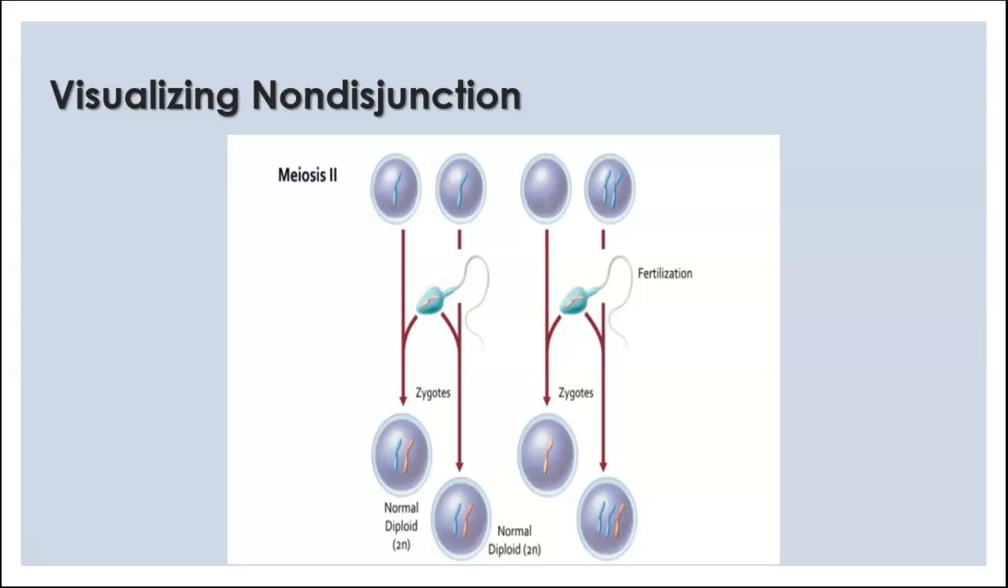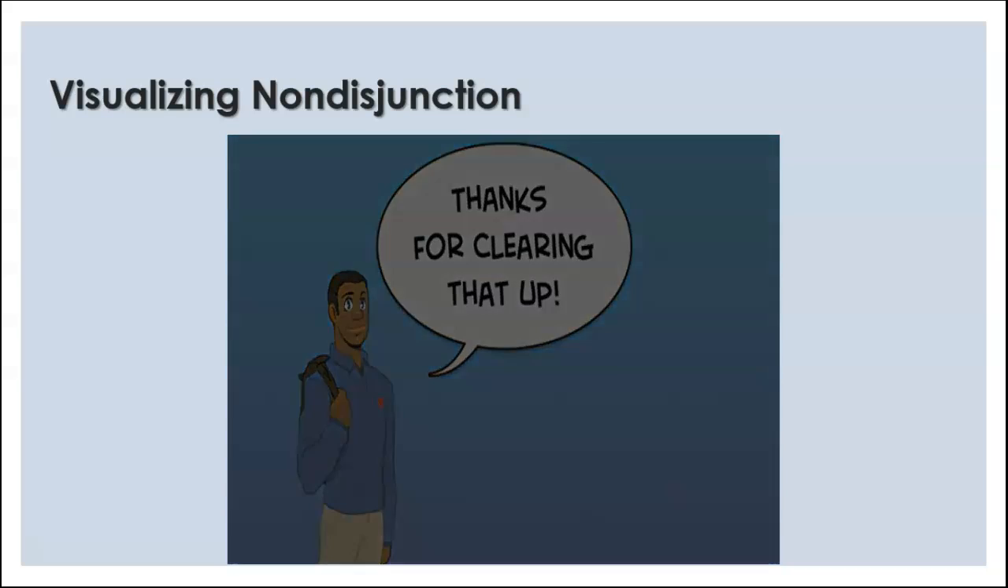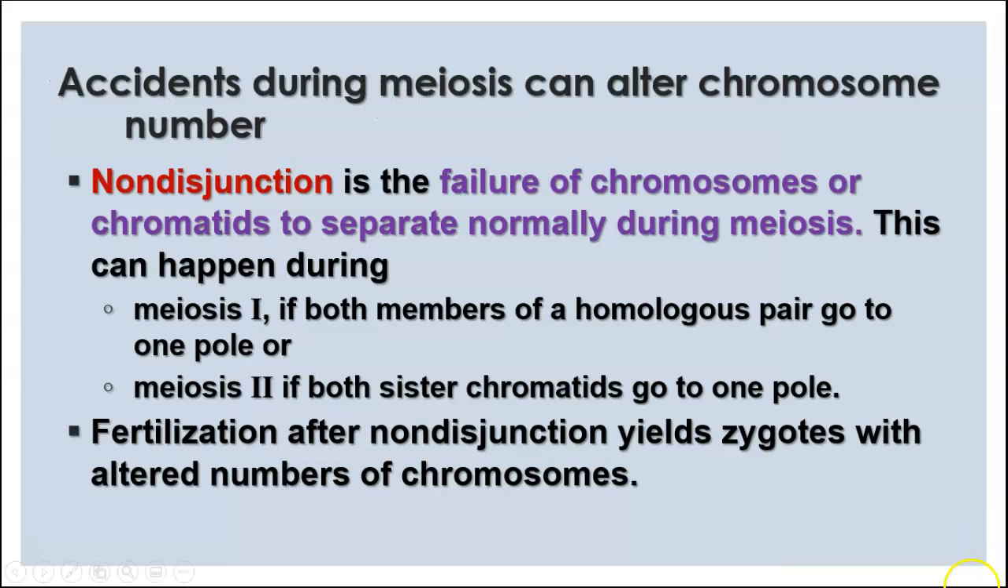If the sperm cell fertilizes the egg that lacks a chromosome, then monosomy results. If the sperm cell fertilizes the egg with an extra chromosome, then trisomy results. In this scenario, there is a 50% chance of a normal diploid, a 25% chance of a monosomy, and a 25% chance of a trisomy. So there are a couple of different ways that can happen, like we said, okay?